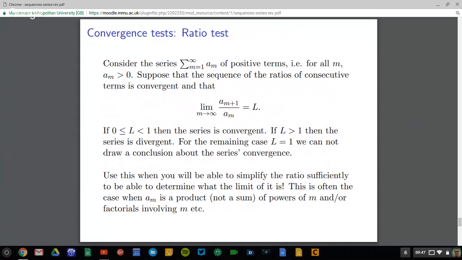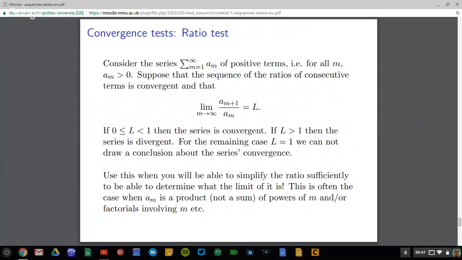Now this is most applicable to series where when you form this ratio, a_(m+1) divided by a_m, that's going to simplify a bit. And that's typically the case where the definition of a_m involves powers of a_m or factorials of m, so on. Any kind of term, any kind of operation on m such that when you form a quotient of it, it'll simplify down nicely.